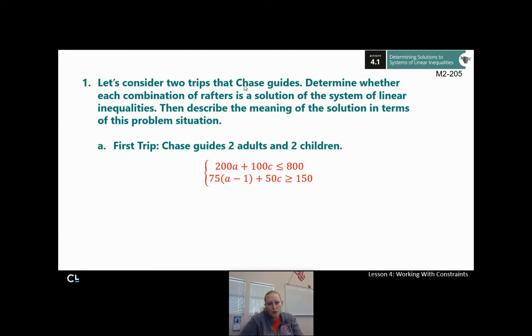I would like you to determine whether each combination of rafters is a solution of the system of linear inequalities. Remember, a solution makes the statement true. If you plug it in and it's not true, it's not a solution, right? And when we're looking at a system, we have to make sure it's a solution for both of the inequalities in our system. Once you've decided yes, this is a solution for the system, or no, it's not, explain what the problem is, and describe the meaning of that solution in terms of this problem situation. Why is it a problem or not a problem? Go ahead and hit pause to work these out, and then hit play when you're ready to check your work.